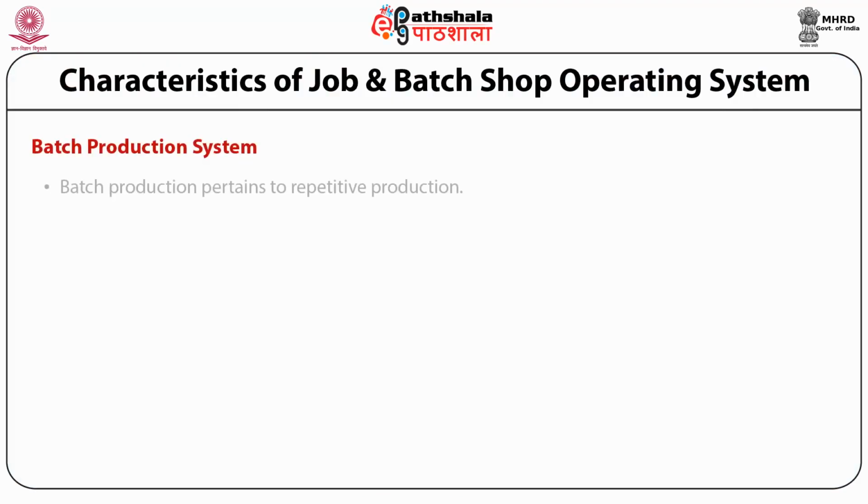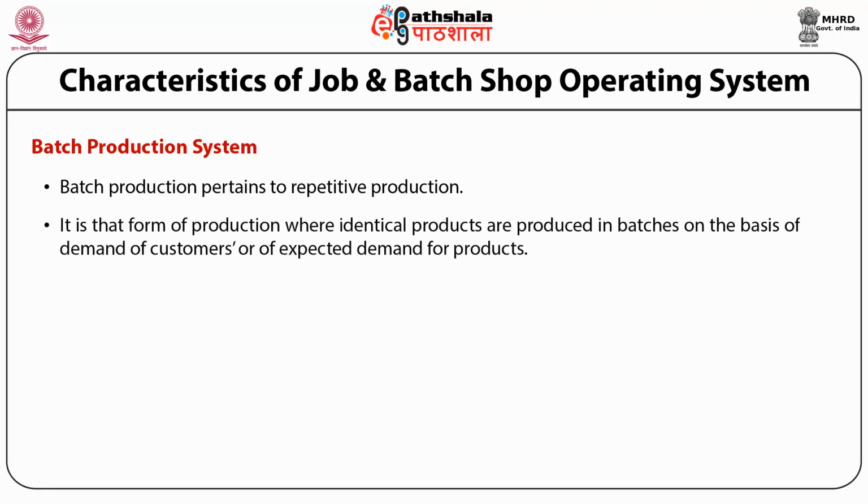Batch production system. Batch production pertains to repetitive production. It refers to the production of goods, the quantity of which is known in advance. It is that form of production where identical products are produced in batches on the basis of demands of customers or of expected demands of products.